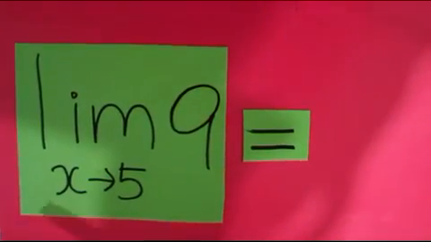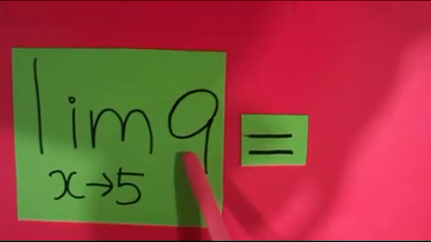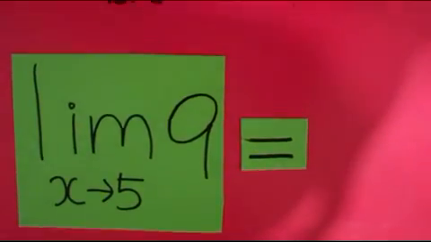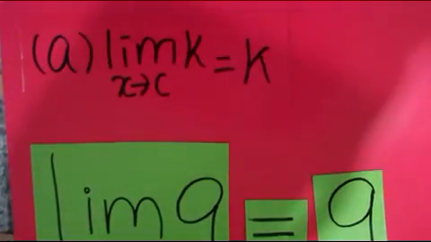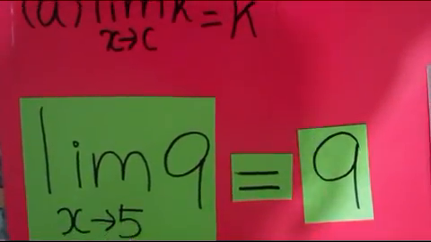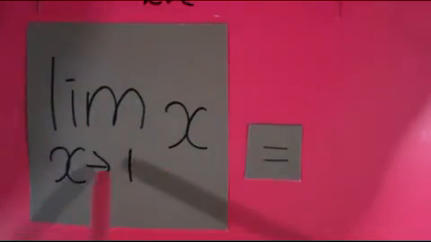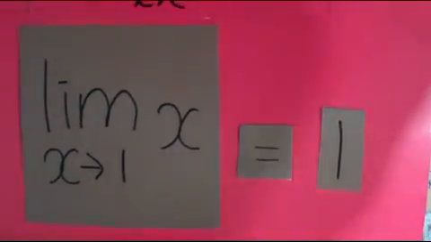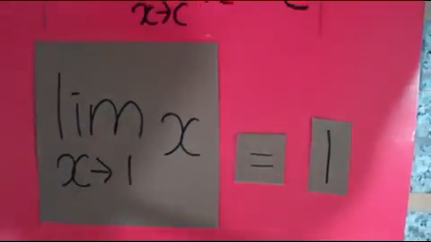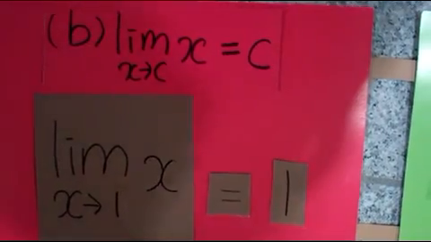If you look at this practice problem, it states that the limit of 9 as x approaches 5 is 9, because there are no x values that you can input. Let's go to the next practice problem. The limit of x as x approaches 1 is 1. This is because when you directly substitute 1 into x, it gives you 1.